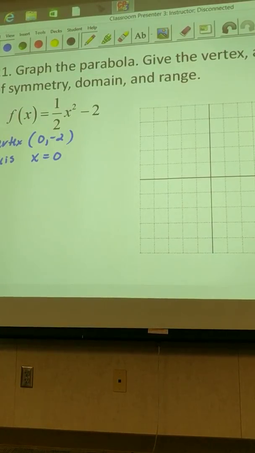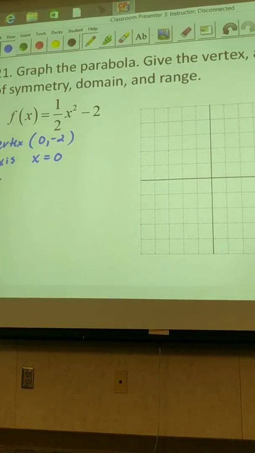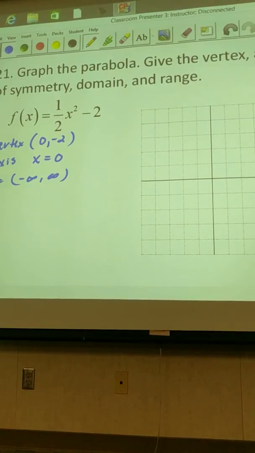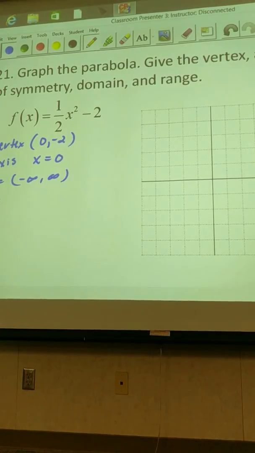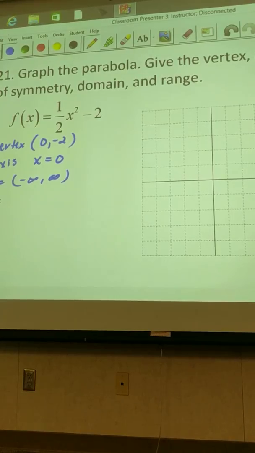I would be ecstatic if you give it to me in equation form. And what's the domain? All real. Good. I would be ecstatic if you don't miss that as well. Remember, all the domains of the parabolas are all real numbers. Now the range is a little trickier.